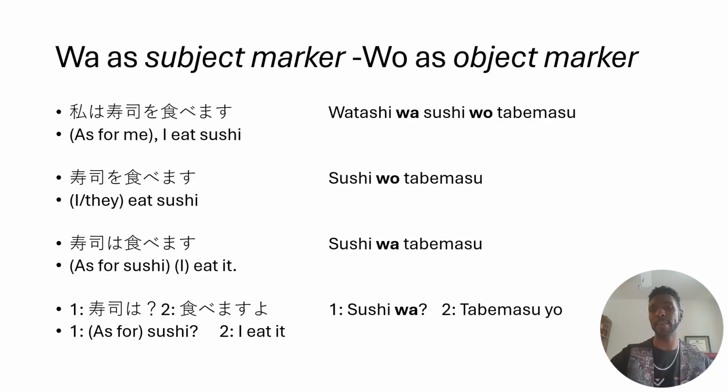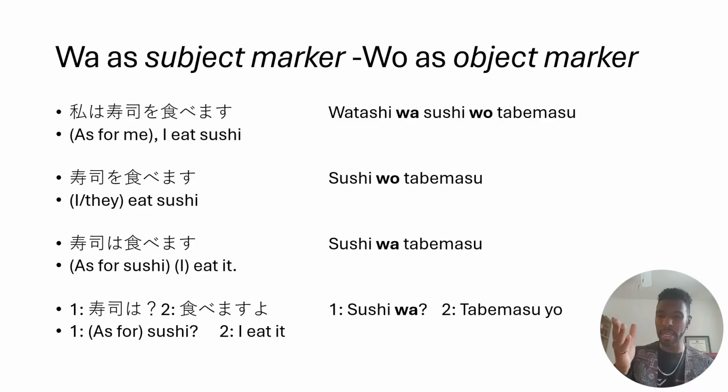So if I want to say I eat sushi, I could say watashi wa sushi wo tabemasu. And the way you kind of directly translate this is as for me, I eat sushi. But a completely normal sentence in Japanese, you could just say sushi wo tabemasu. You could just say sushi eat. And that implies, if you were already talking about yourself in the conversation, that also means I eat sushi. That's the more natural way to say I eat sushi. It could be they eat sushi, he eats sushi, she eats sushi, I eat sushi, same thing.